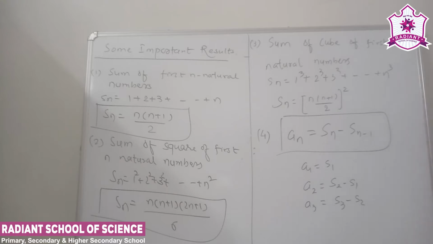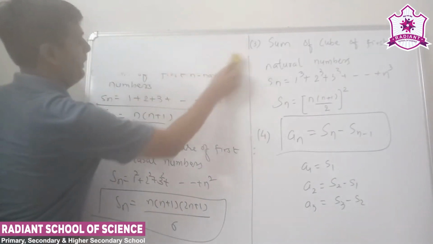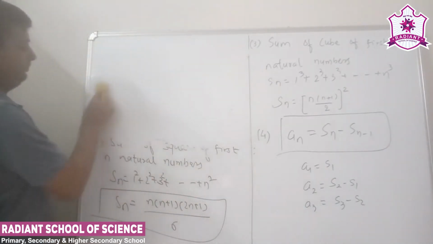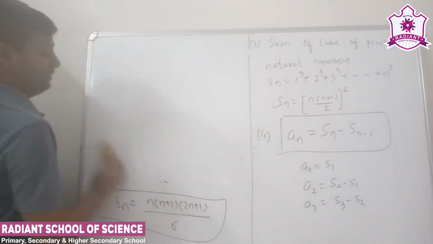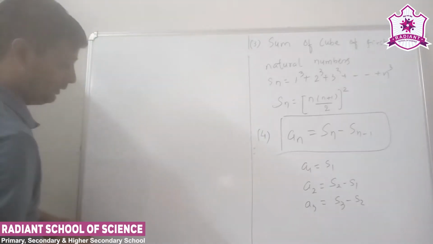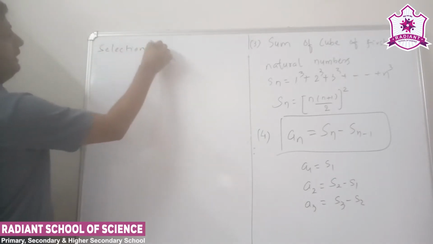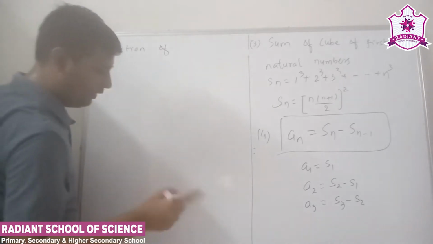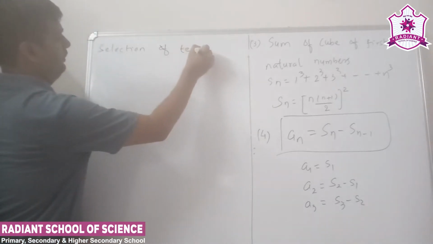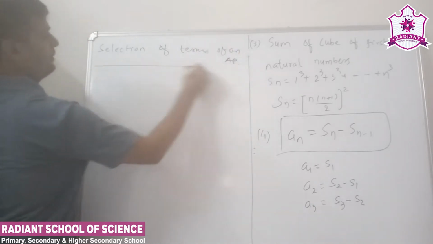Here they are all important results, so it depends on the sum of the series. Okay, now here also the sum terms. Selection of terms on terms of an AP, right? Arithmetic progressions.